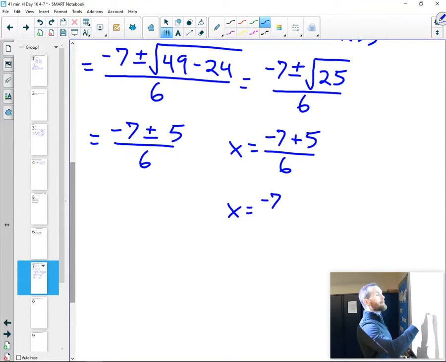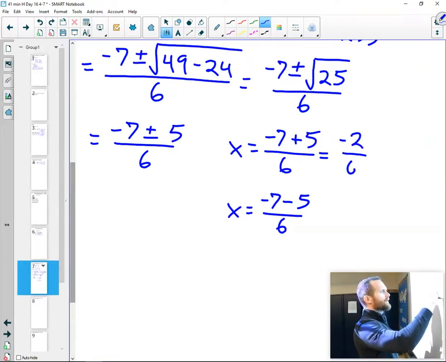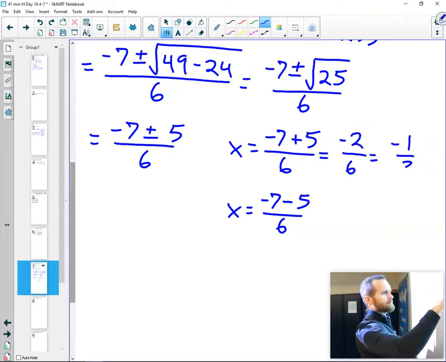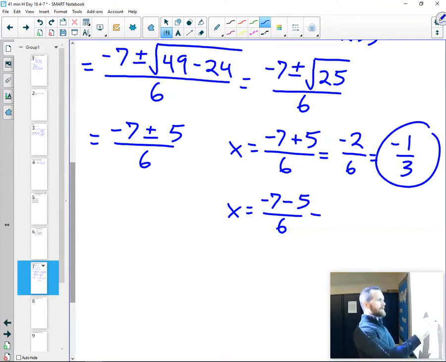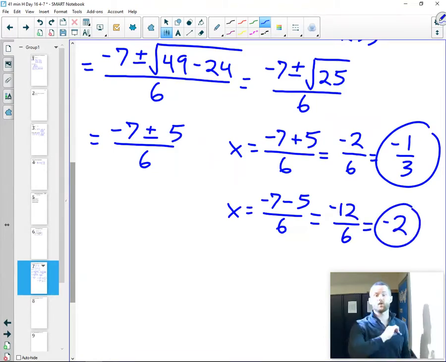x equals negative 7 minus 5, all divided by 6. Then we just simplify. So let's see, negative 7 plus 5 is negative 2 over 6. That's negative 1/3. And down here, negative 7 minus 5 is negative 12, divided by 6. And we get negative 2. So those are our two answers. We got a negative 1/3 and a negative 2.